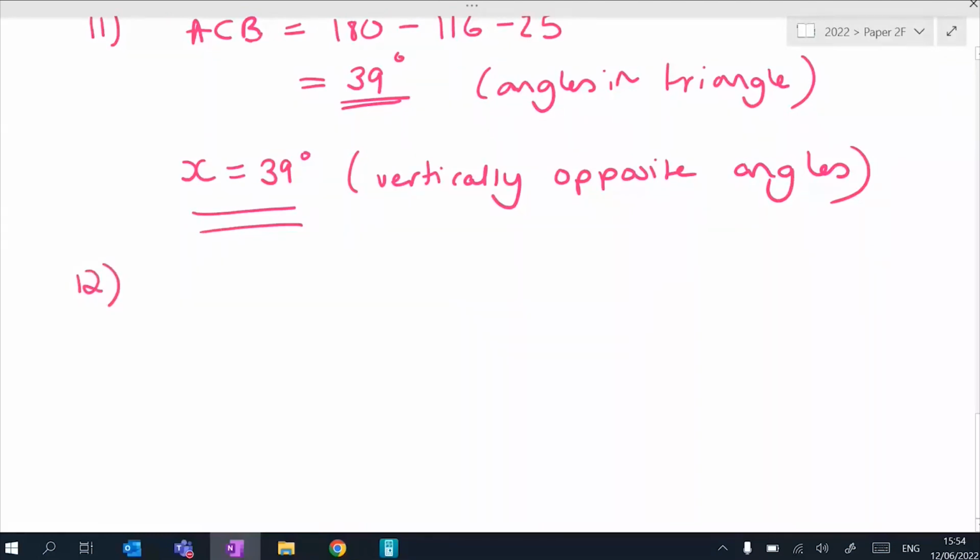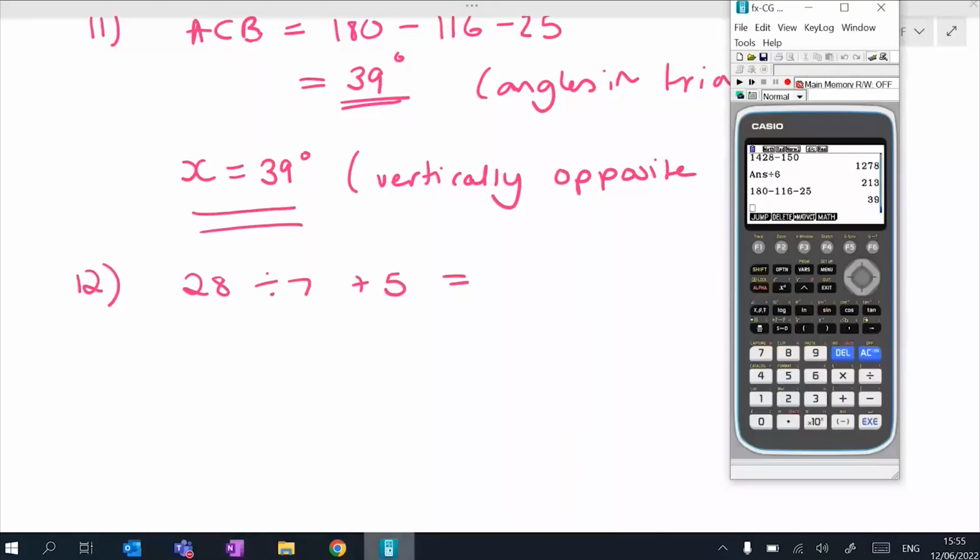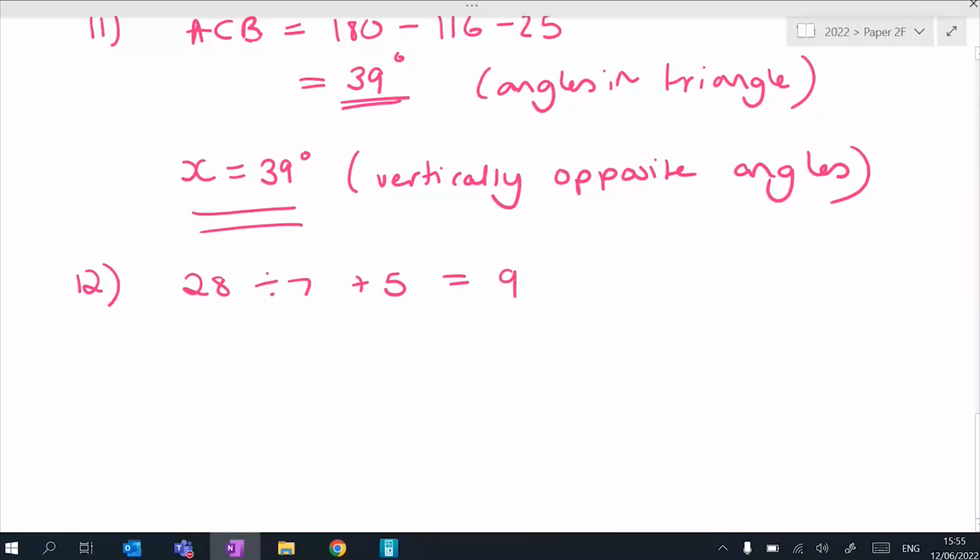Question 12 is giving us a function machine which divides by 7 and then adds 5. So if our input is 28, I'm going to divide by 7 and then add 5. So I can just go 28 divided by 7, add 5, and I get 9.